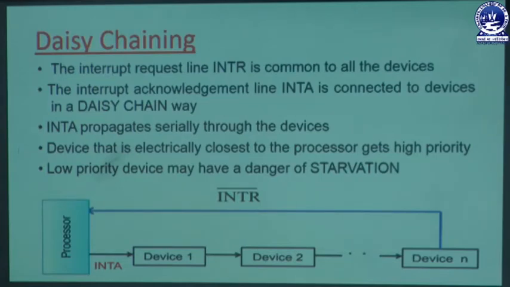So daisy chain means, as I have discussed, that the devices are connected in a priority manner. You can say the highest priority device, or in other words the device which is closest to the processor, has the highest priority, or the processor treats that device as the highest priority device.